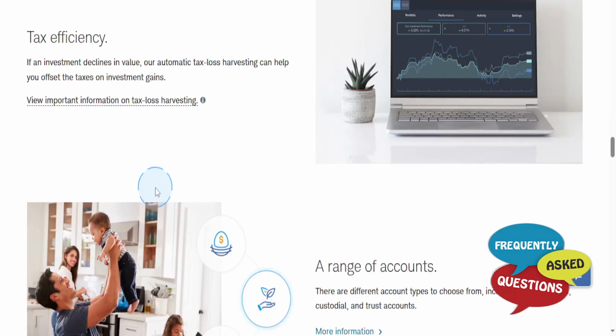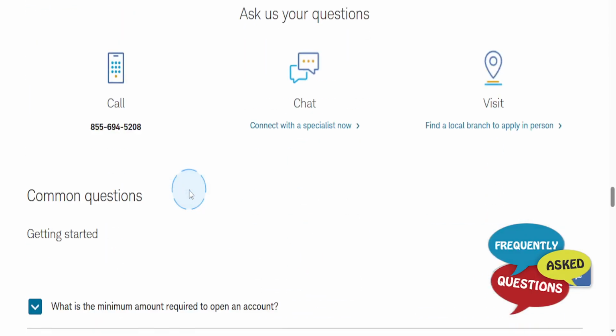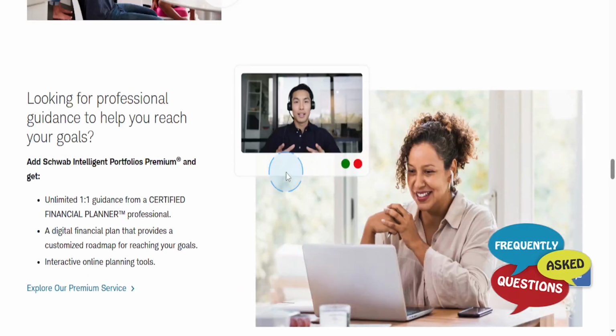You can set up that intelligent portfolio and put in an amount as a deposit to start with, and if you want, you can keep adding to your portfolio. Okay, and it's really that easy and simple, guys.